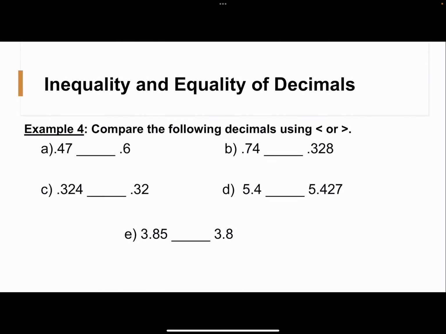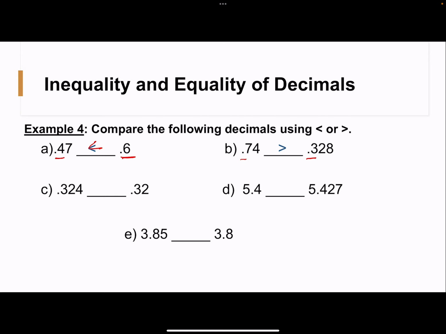If I want to compare 0.47 and 0.6, I'm going to start with the first place value. Well, 6 is larger than 4, so since 6 is larger, that means that 0.47 is less than 0.6. If we take a look at problem B, when I compare 0.7 and 0.3, 0.7 is greater than 0.3, so I don't have to look at any other values.